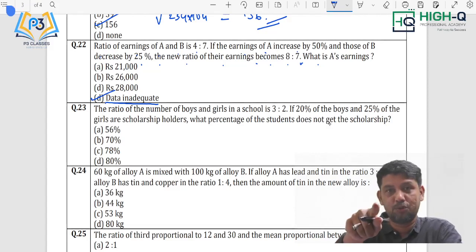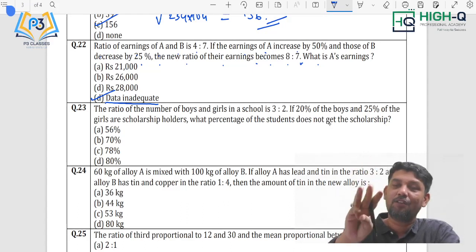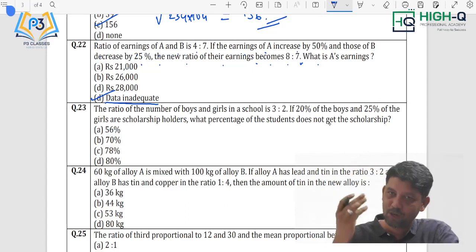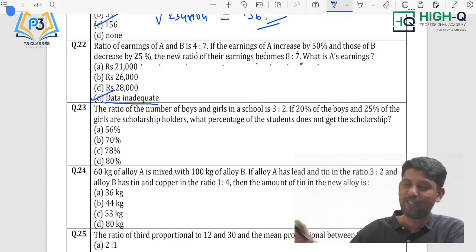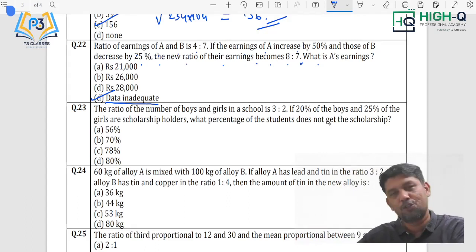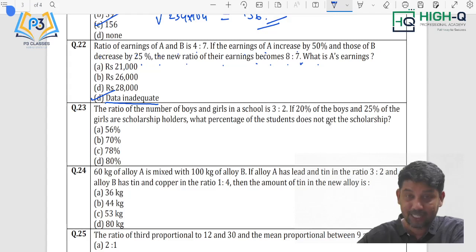Of course you can use trial and error method, and none of the options are satisfying this trial and error method. A also not satisfying, B also not satisfying, C also not satisfying. Fine. So directly you can go for data inadequate. That is the best option what you can give. Don't use trial and error method when the conditions are not completely given.